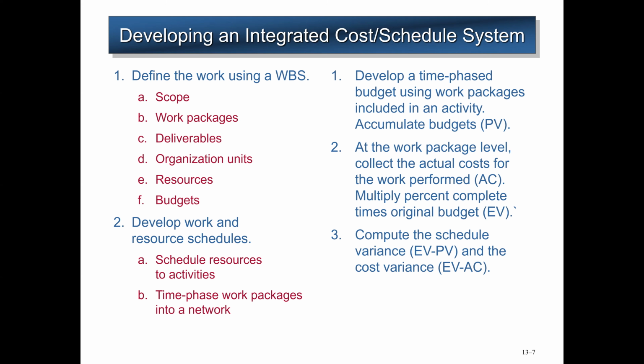Also, at the work package level, we should collect the actual cost for the work performance, then multiply the percent complete times the original budget. And we can also compute the schedule variances, which will be the EV minus PV, because it will be the difference of the original budget, which is the EV, and accumulated budget.